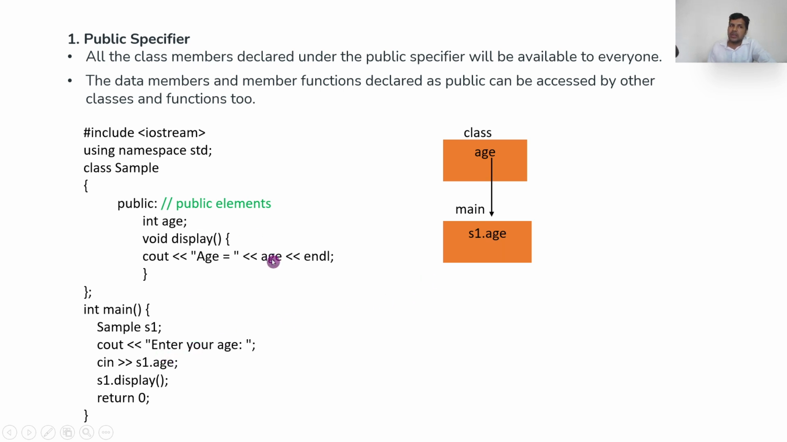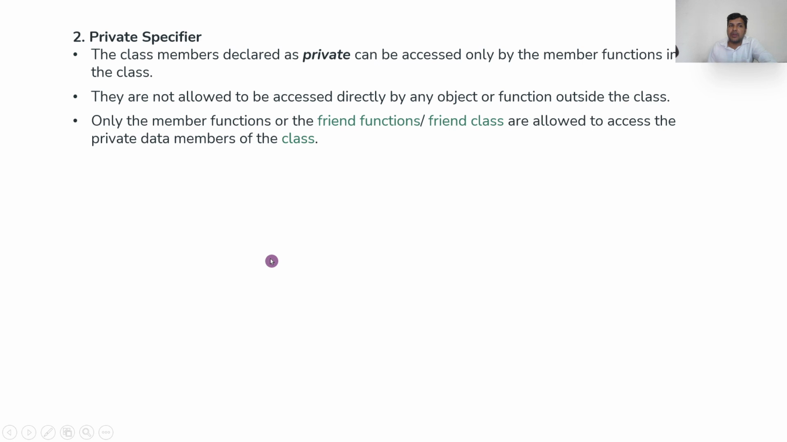But what about the other things? Private. A class member declared as private can be accessed only by the members inside the class. Inside the class they can access it, but outside they cannot. So they are not allowed to access it directly by objects or functions outside the class. Only member functions or friend functions are allowed to access the private data members.